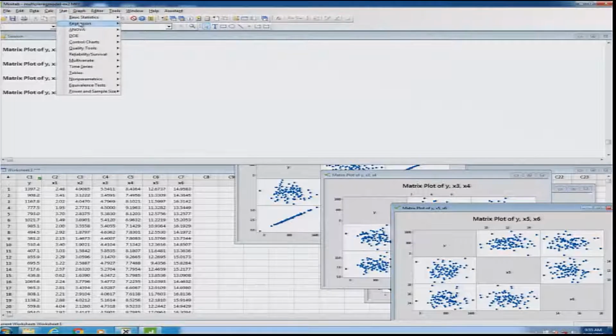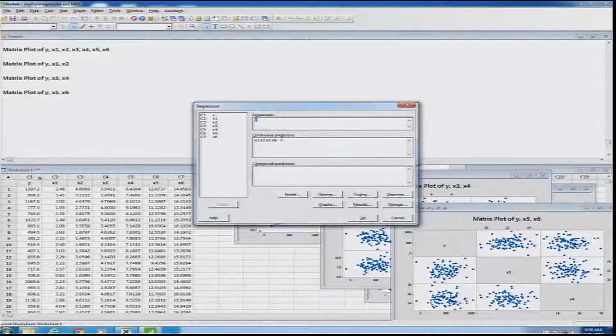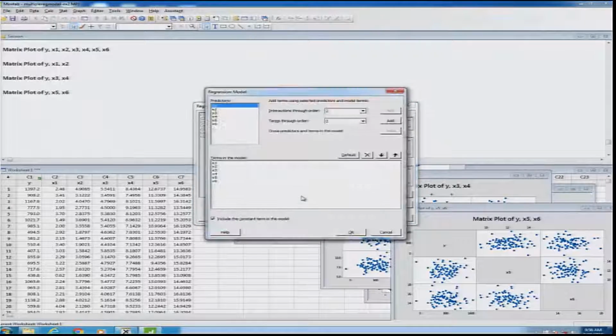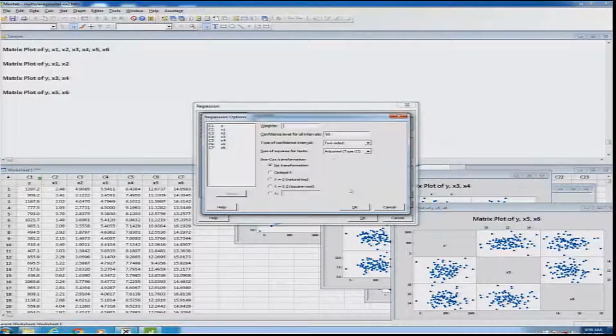After this, we try to fit a model, and we give the continuous predictors as x1, x2, x3, x4, x5, x6. Now we have to give different types of options. For example, here I am including the intercept term in the model, and we are going for different types of options. I am going to consider the level of significance to be 5%, so the confidence level for all the intervals is 95% over here, and we are going to consider the two-sided test of hypothesis, and the adjusted or simple sum of squares.